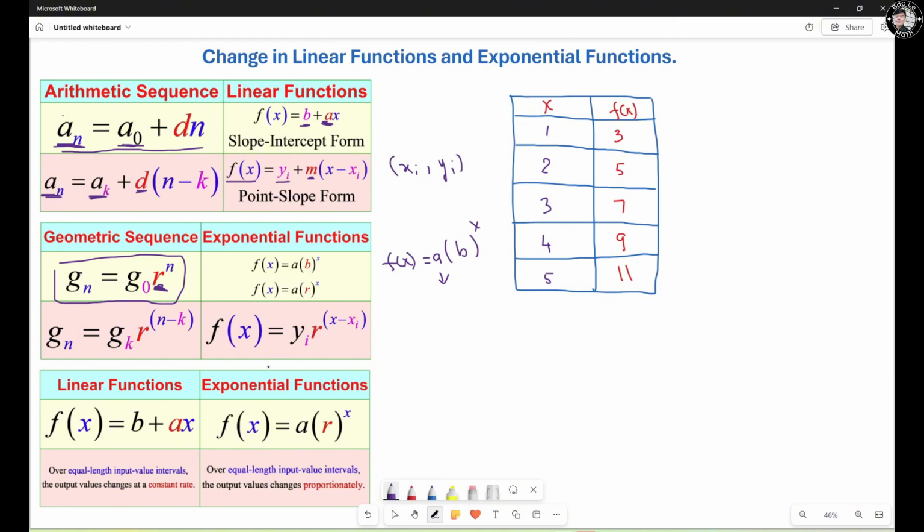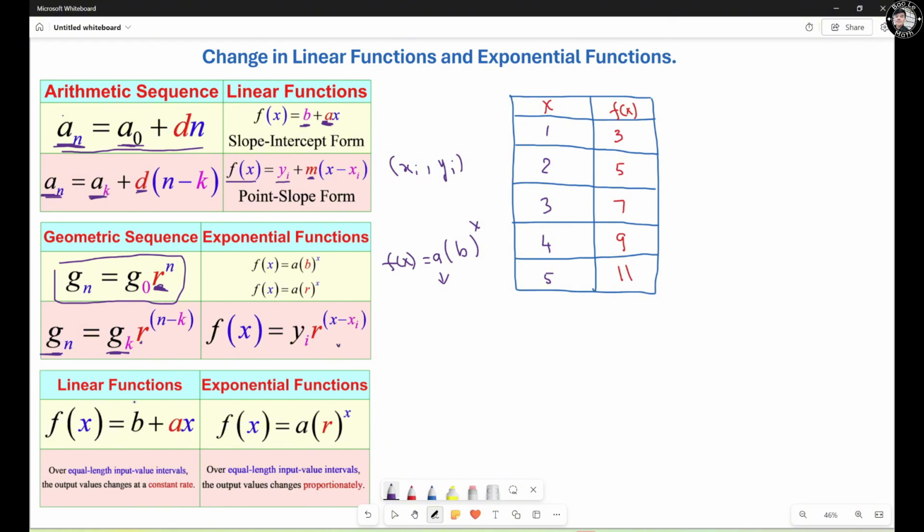The exponential function is f of x equals a times b raised to the power of x. Keep in mind you need to write f of x equals a times (b raised to the power of x), only b is raised to the power of x, not a. Here a is called the initial value or the y-intercept. If you're given two points, you use this formula: g sub n equals g sub k times r raised to the power of (n minus k). g sub k is the k-th term, g sub n is the n-th term, and r is the common ratio. Similarly, we use this one for the exponential function.